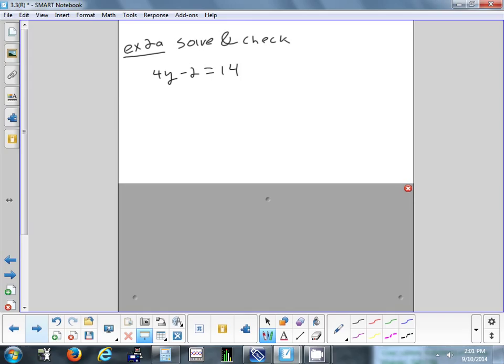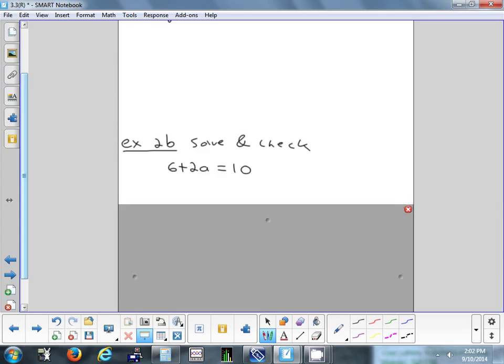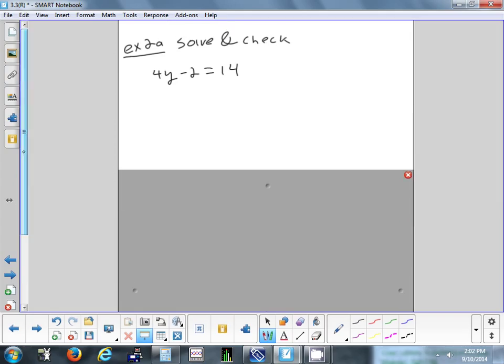This is example 2A. If I put an A, that usually means there's probably going to be an example 2B and maybe a 2C. It depends. 2A, 2B, and 2C are all going to be the same type of problem, just different numbers. What's my first step? Isaiah. Don't you add the 2 to the 2 and the 14?